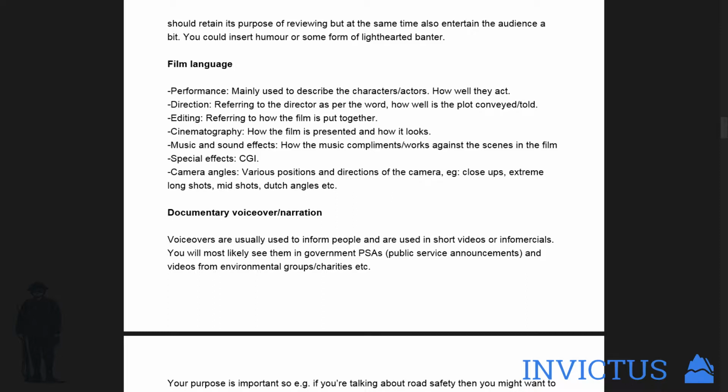So, editing. This is my strong point as I'm an editor. Haha. So, referring to how the film is put together. So, how well it's cut, how well it's made, basically. Is it a high quality production? Cinematography, how the film is presented, so various framing, so like it wouldn't be an out of focus shot or like a very beautiful long range mountain shot or something like that.